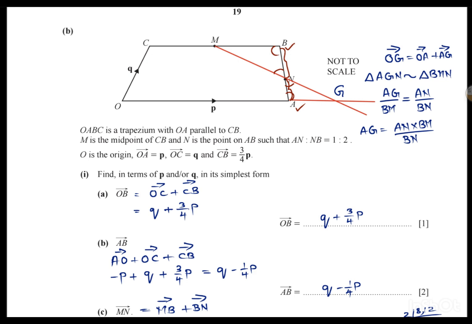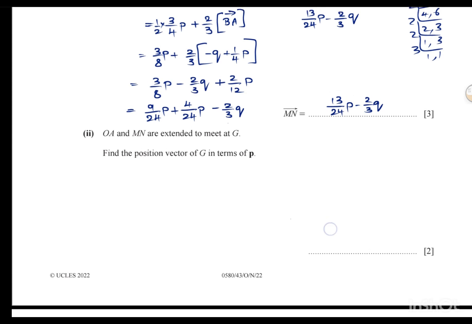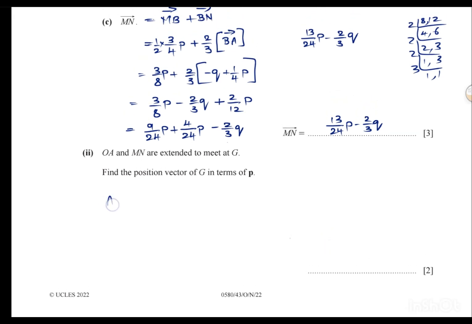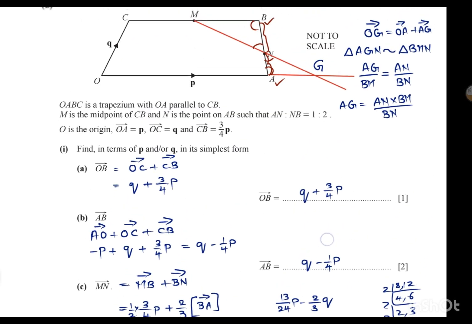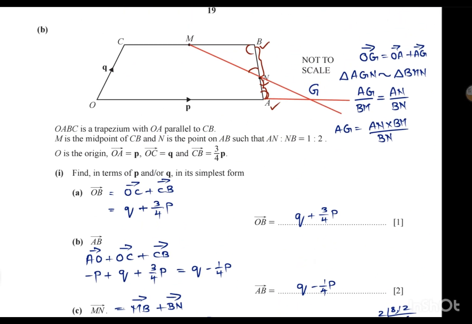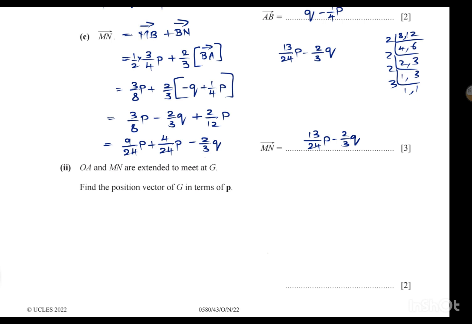So let me write the same thing here near the question. You have to write the whole thing, because the diagram is here, I have written these things. So let me continue with this. AG is equal to AN into BM by BN.